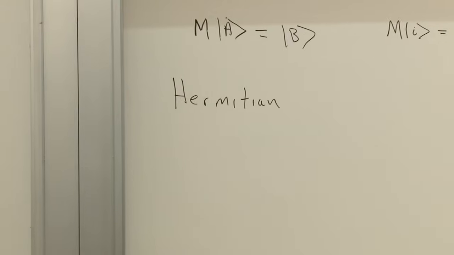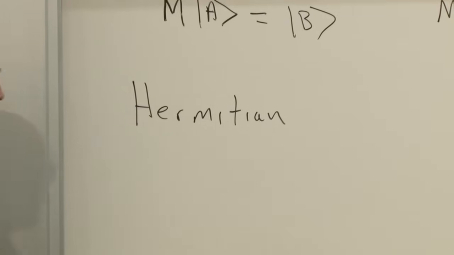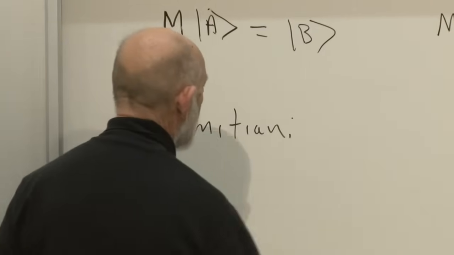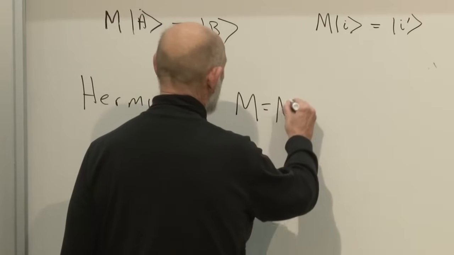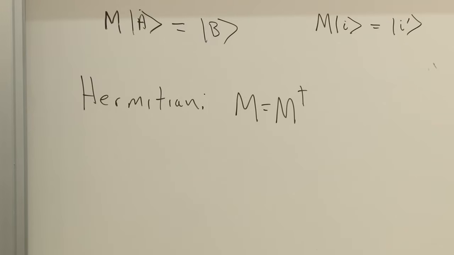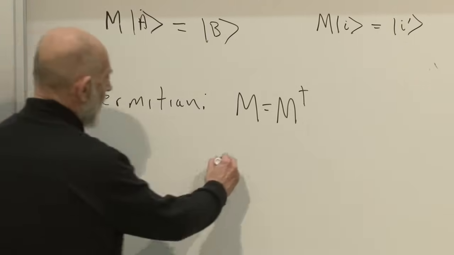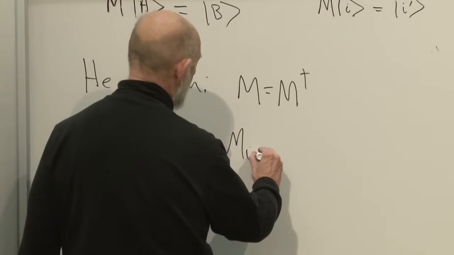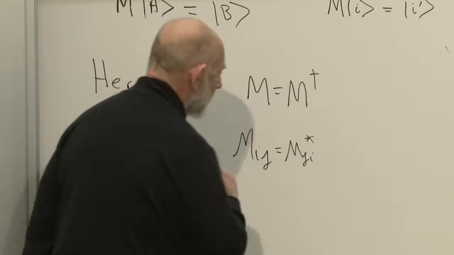Hermitian for matrices is the analog of real for numbers. A Hermitian operator or matrix is one which is equal to its own Hermitian conjugate. In terms of matrices, it's M_ij is equal to M_ji star.